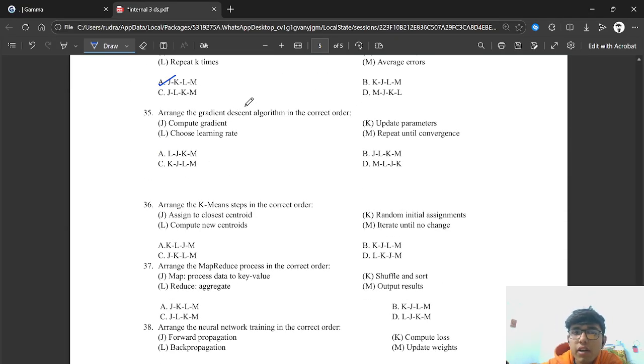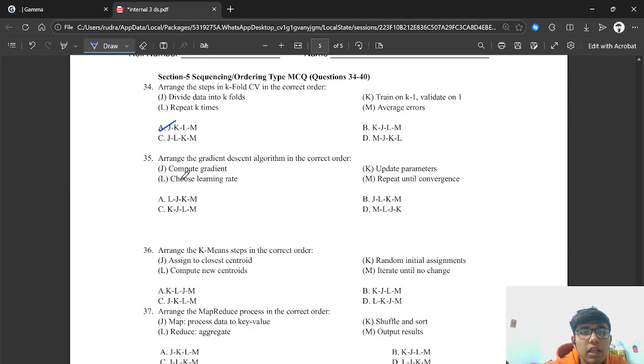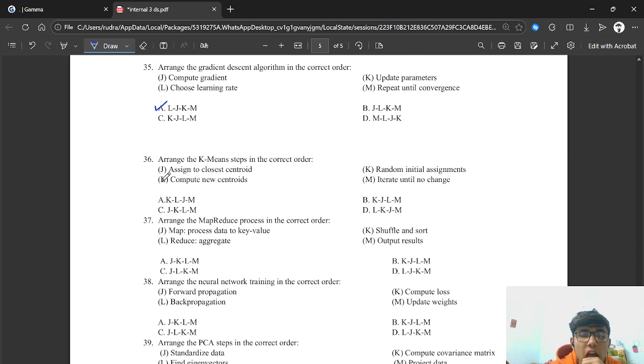Arrange the gradient descent algorithm in the correct order. The gradient descent algorithm does this: computes gradient. It then chooses the learning rate. Then, sorry, we start actually by selecting a learning rate. Then we compute the gradient. Then we update the parameters and repeat until convergence. So option A is the right one.